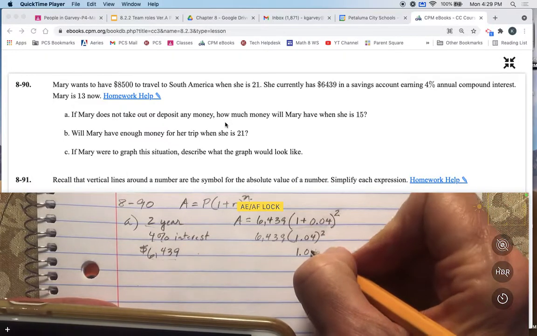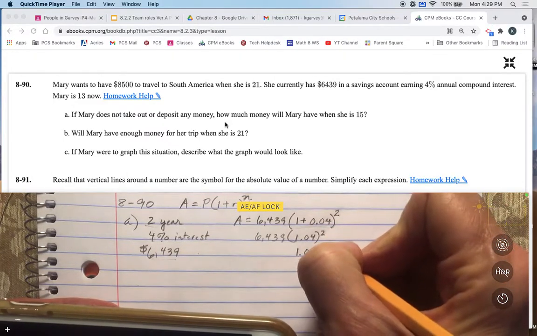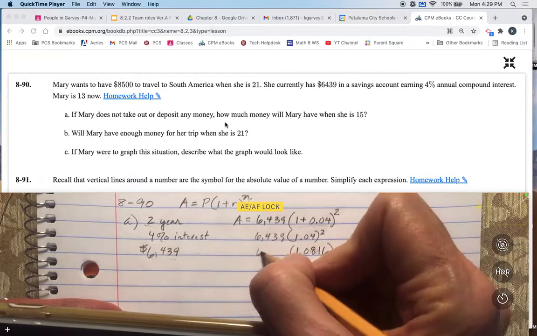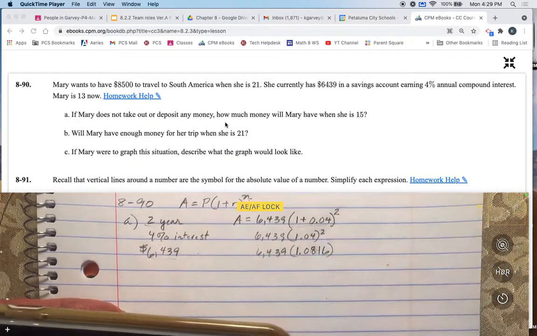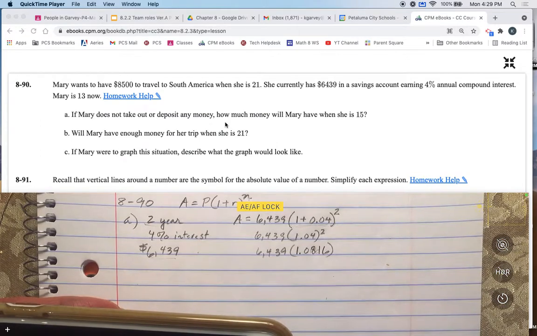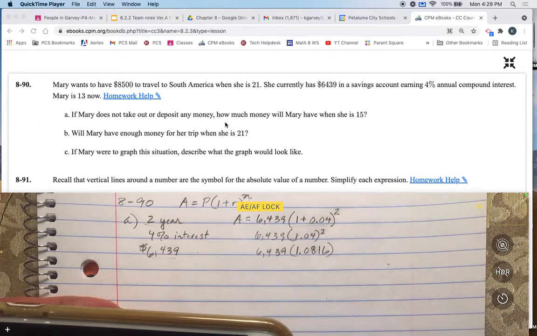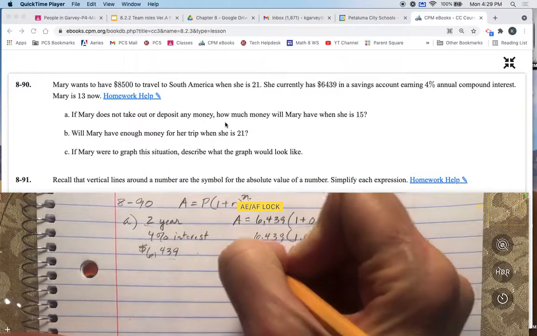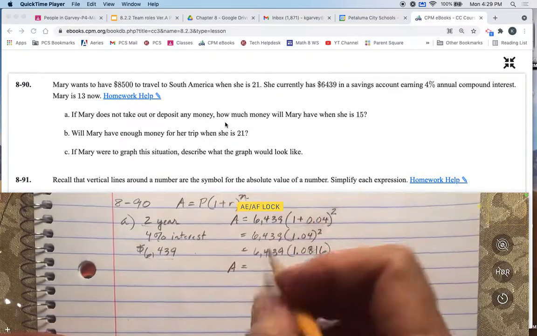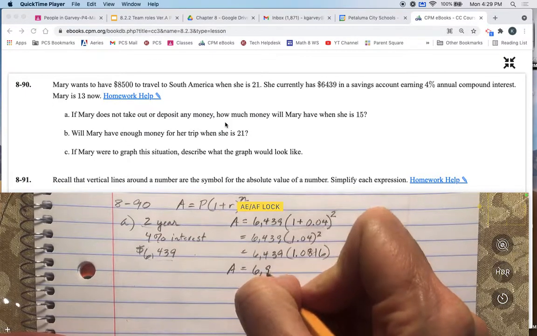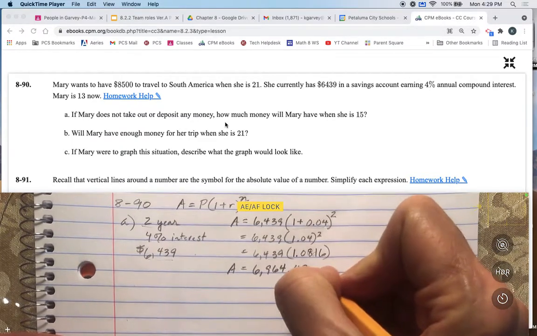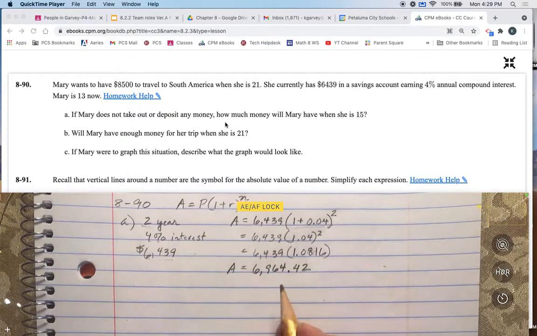Okay, so this is 1.0816, and we are going to multiply that times 6,439. So that will be equal to 6,964, and then we'll round it off to the nearest penny, 0.42. So that's how much money she'll have when she is 15 years old.